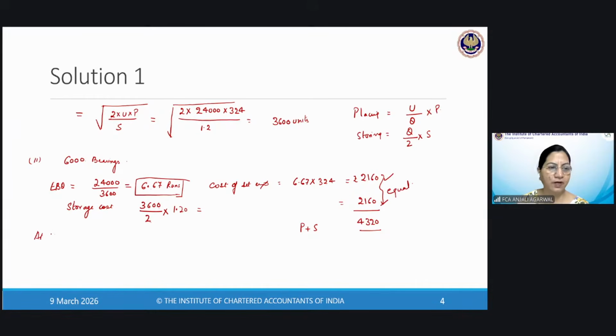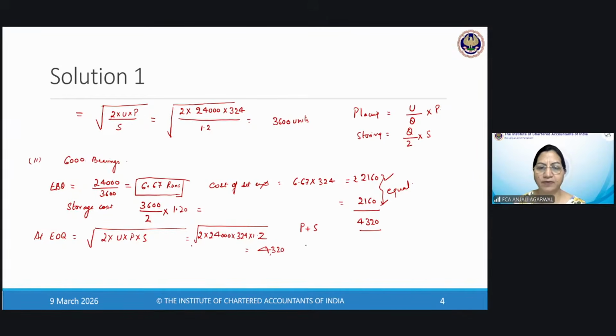At EOQ or EBQ, the total of placing and storage can also be calculated using this formula: 2 into 24,000 into 324 into 1.2 under the root. This will also give you 4,320. And when you divide it by 2, on an average it becomes half. Half of it will be placing and exactly half will be storage. So they will always be equal.